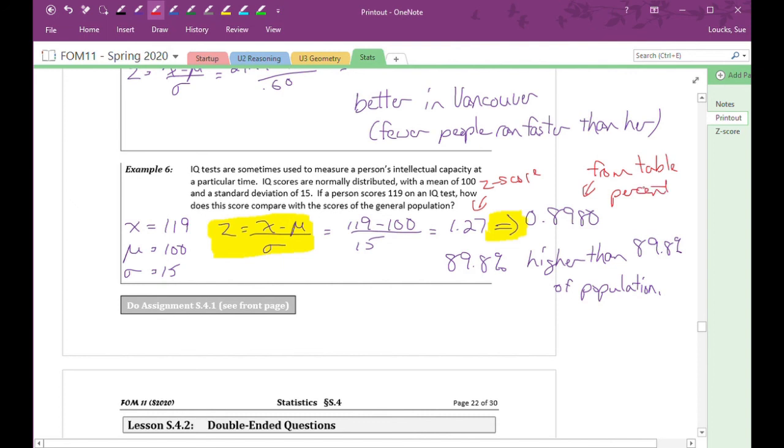That is the lesson for section, the first lesson of section 4. Go and do this practice before you look at the next video, which will be on questions that are actually a little bit more complicated than these ones. All right. Have fun.